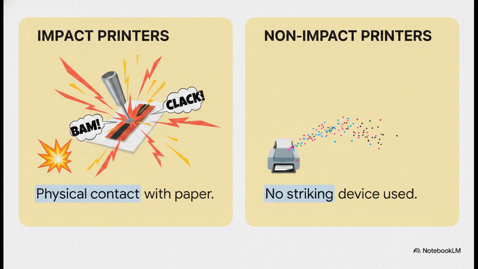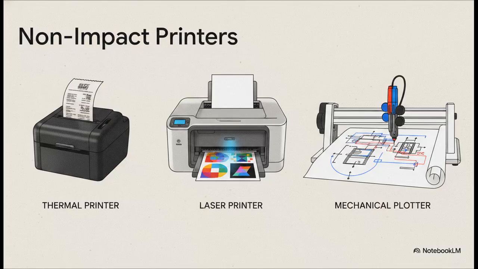Non-impact printers? They don't use a physical striking device at all. Instead, the flow of ink is meticulously controlled by an internal processor. They are remarkably quiet, highly precise, and much, much faster. Looking deeper at non-impact output, the technology varies wildly based on exactly what you need it to do.